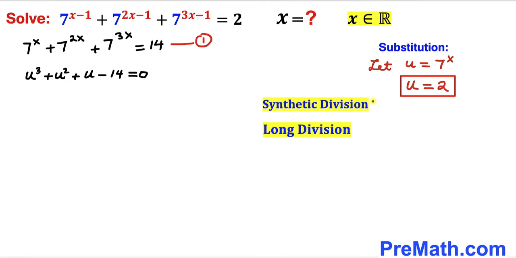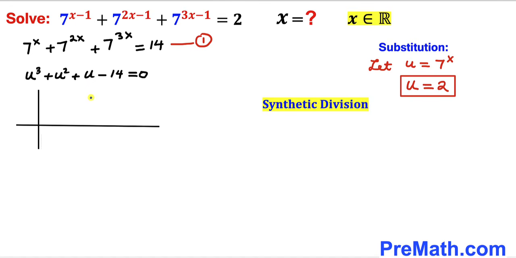And now we have two options. One of the options is synthetic division. The other one is long division. And this time I'm going to use the synthetic division. And now I'm going to show you how to perform the synthetic division on this polynomial. Here our coefficients are 1, 1, 1, and this constant is negative 14. So therefore I can write down these numbers 1, 1, 1, and negative 14 over here.